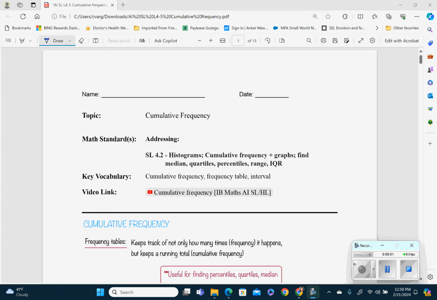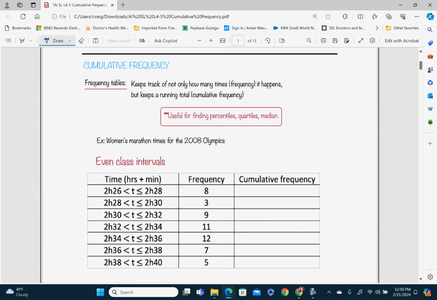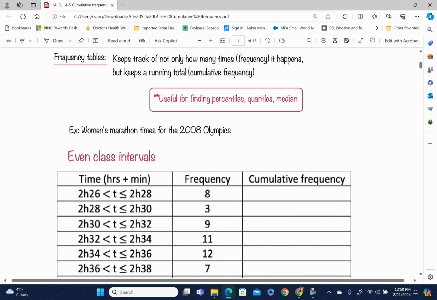So welcome to the fifth lesson. It's called cumulative frequency, and the word cumulative just means total. So the total frequency, and we're going to go through a couple of examples about how to use this. Cumulative frequency is usually useful for finding percentiles, right? So I'm in the 90th percentile, so on and so forth. It's also useful for quartiles and for the median.